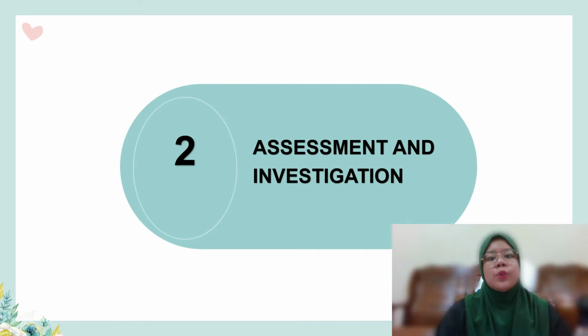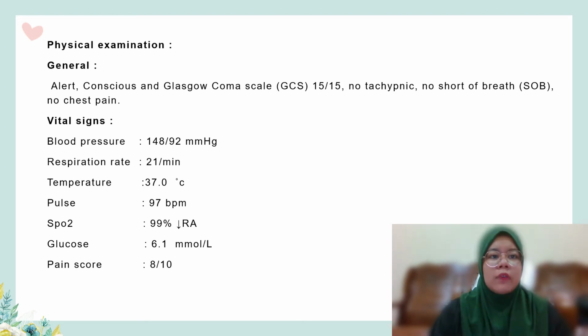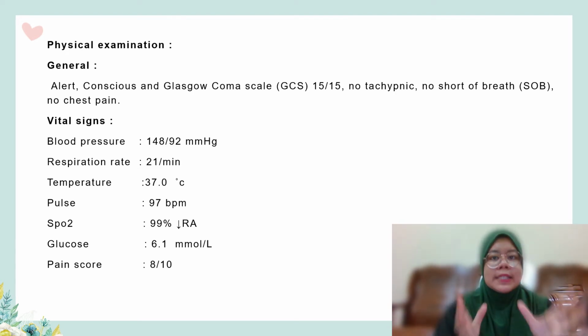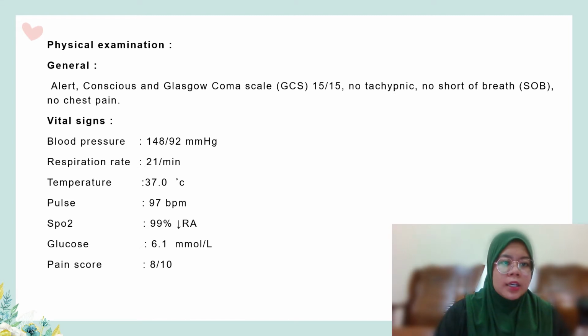Okay, now I want to share with you the assessment and investigation for this patient. First of all, what we do is physical examination. In emergency, we do general examination first. In general, the patient is alert, conscious, and GCS is 15 over 15. Patient has no shortness of breath and no chest pain. After that, we look at the vital signs, which are blood pressure, respiration rate, temperature, pulse, oxygen level, glucose, and pain score.